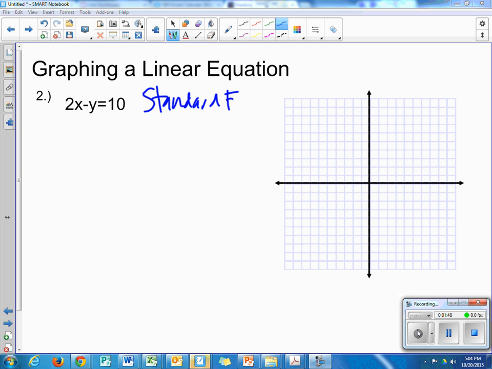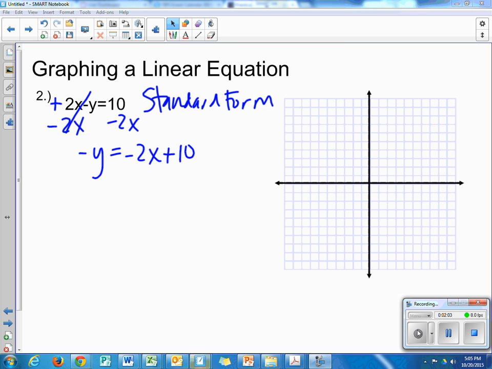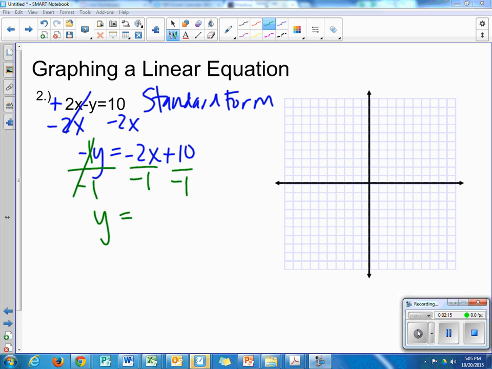So in order to graph this, you need to solve for y. The inverse of adding 2x is subtract. Keep in mind that you have a negative 1 in front of y. So the inverse of multiplying is dividing. Negative divided by negative is positive, 2 over 1, and then we have a negative 10.